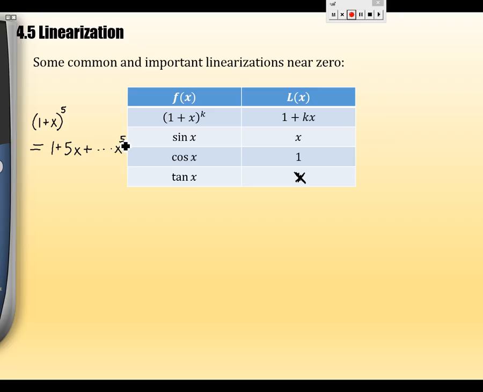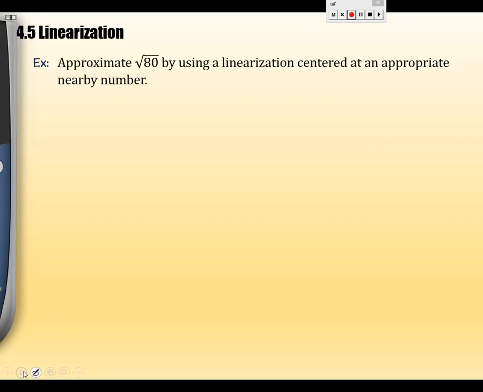Now, you might be thinking, how do I expand? Does the binomial theorem work if that's like a 1/2? Surprisingly, the answer is yes. We just never studied that in pre-calculus. So you just get an infinite series. You don't get a finite series. Anyway, here's an interesting problem.